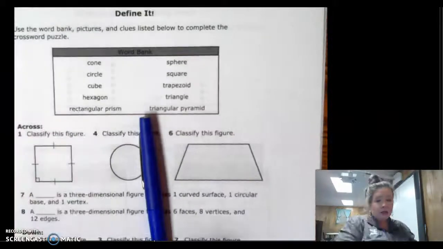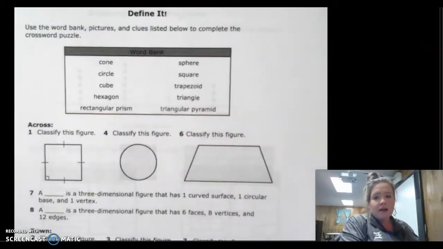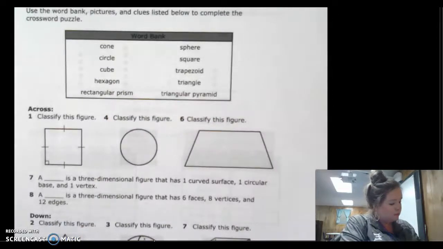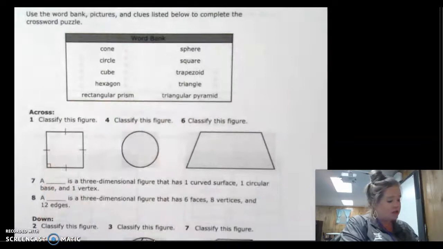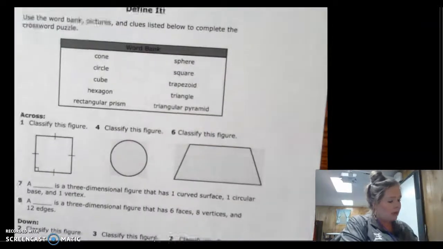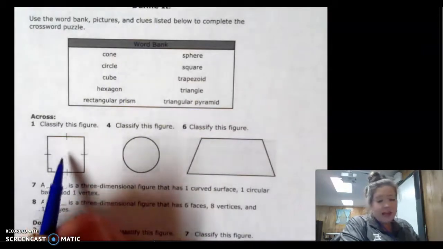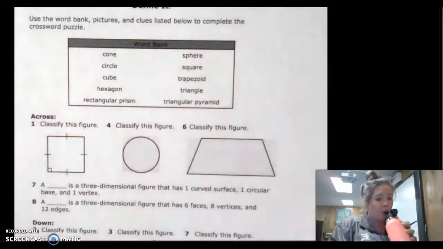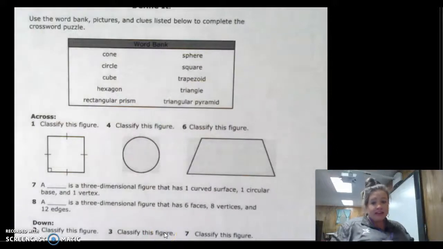All right. So we're going to move to this. Use the word bank pictures and clues listed below to complete the crossword puzzle. Well, we're not doing the crossword puzzle. We're just going to solve these problems, okay? Classify this figure. Well, first of all, let's talk about this. Is this a 2D or a 3D figure? That is a 2D figure.